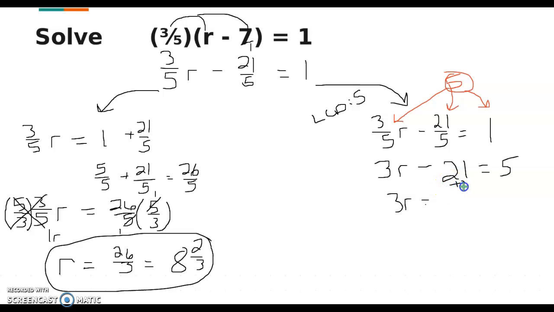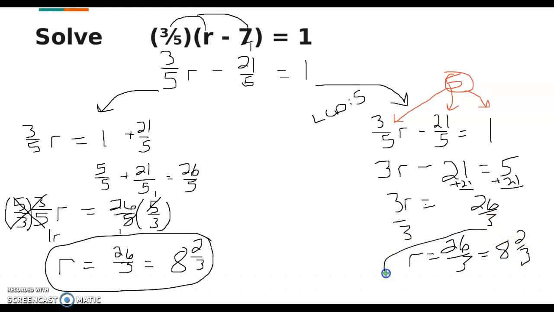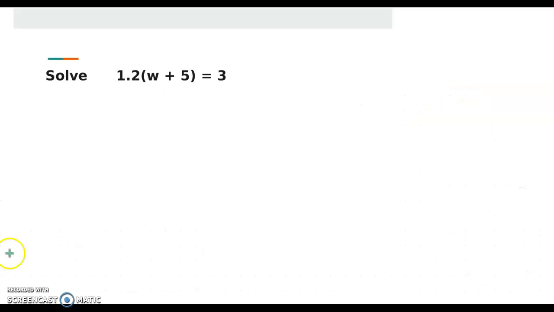I need to add 21 to both sides. 3r equals 26. Divide both sides by 3. And if you look, we're getting the same answer that we did over on the left side. 26 over 3 can be written as 8 2/3. So there's two ways to approach the same problem with fractions. You can handle the fractions directly like I did on the left, or you can get rid of the fractions like I did on the right. I think I have one more here. Yep.